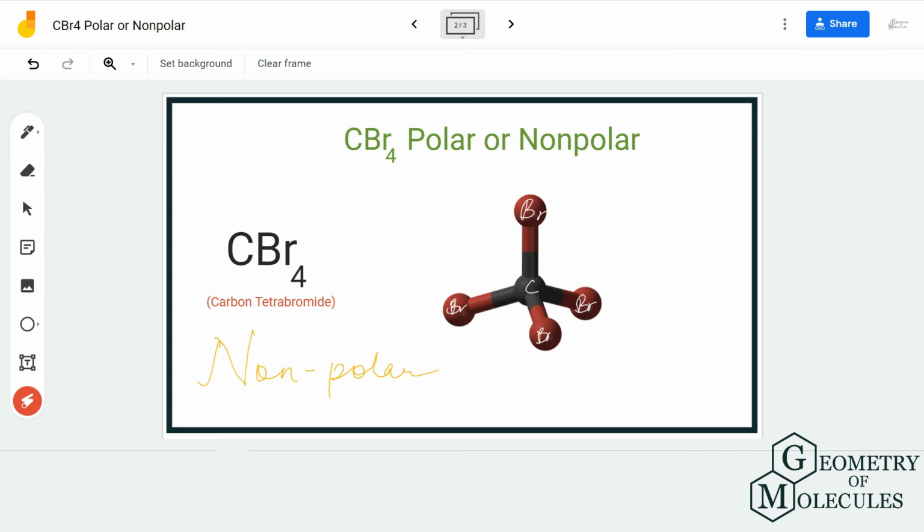Even if you look at its distribution of charges in 3D, you will come to know that there is no uneven distribution of charges, and hence it is a non-polar molecule.